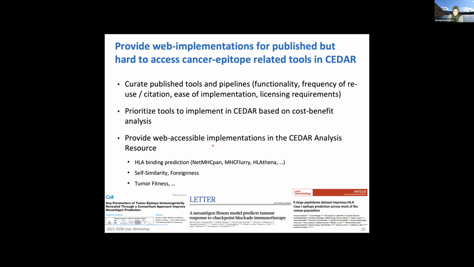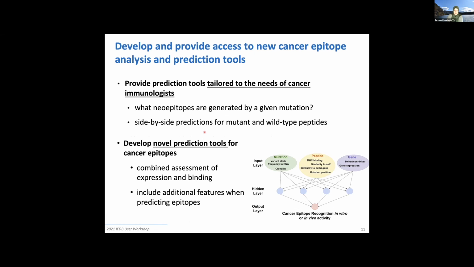So there will be tools that we already have also in the IEDB, such as MHC binding predictions. But we have also identified some cancer-specific tools, for example, tools that calculate the foreignness or the self-similarity of a given peptide, or tools to estimate the tumor fitness from a given patient sample. So we will also provide tools that are specifically needed by cancer researchers.